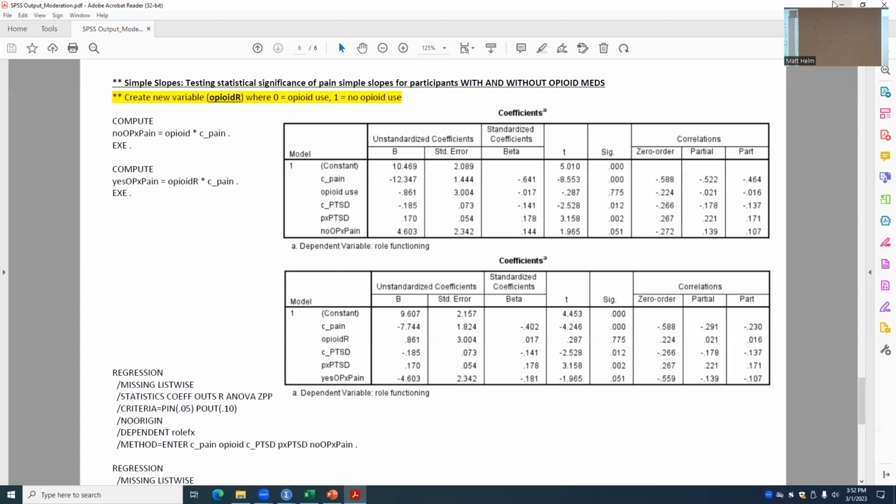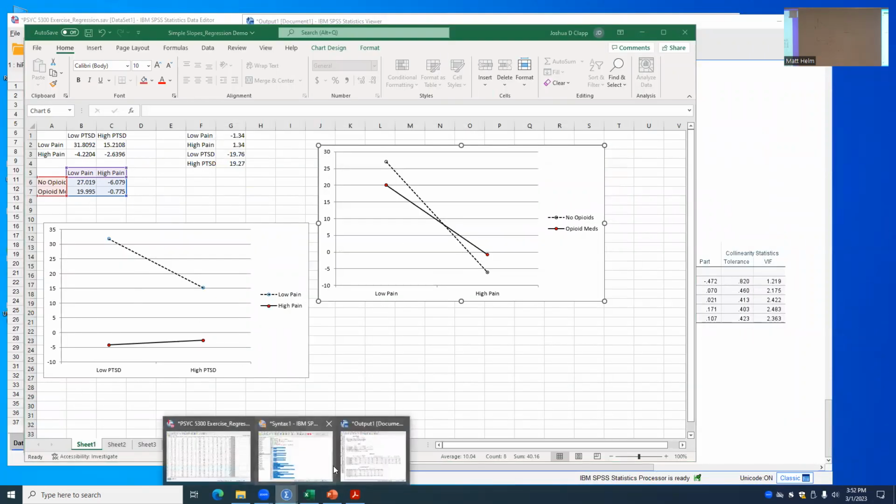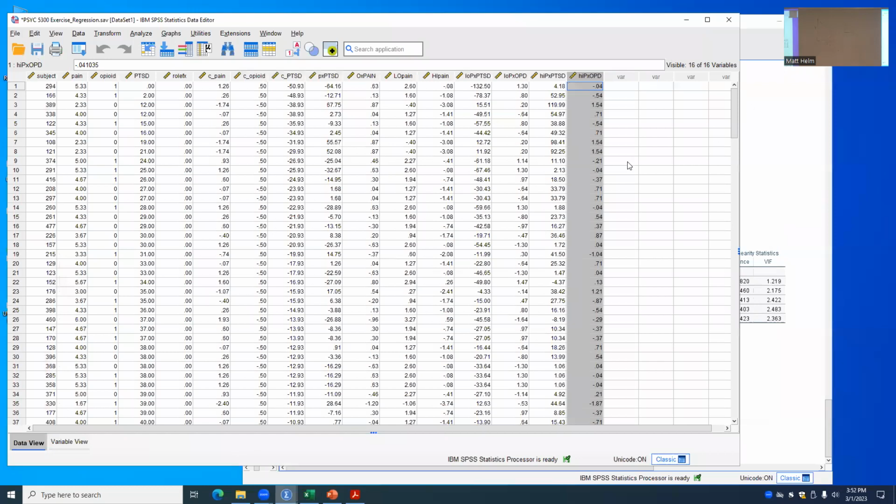Okay. So if I go up here. Wait, I have a question. Yeah. Why do you have to flip it? Why can't you just keep it the same? Well, because if I keep it the same, then I'm just looking at, what I want to do is look at the relation of pain with role functioning for people who are using opiates and for people who aren't using opiates.